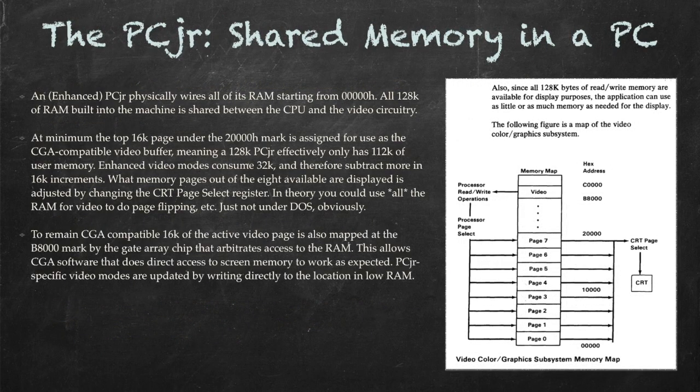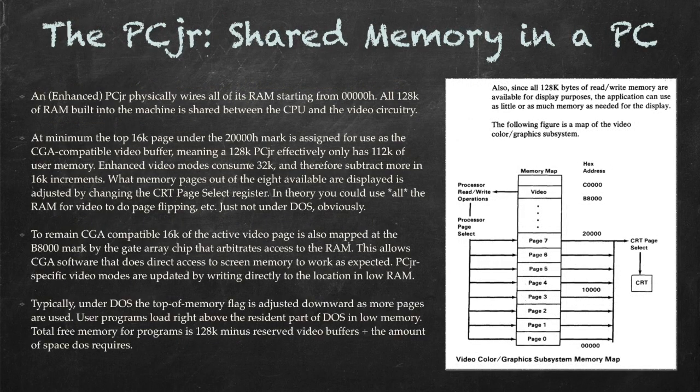So, IBM PC Jr. Now, when IBM came out with the Jr, they essentially fused a home computer like an Apple II with the IBM PC architecture. So, in the IBM PC Jr, all the memory that's in the machine is wired into the base unit, 128K in your standard enhanced PC Jr, that is all shared between the CPU and the circuitry that generates the output for the CRT.